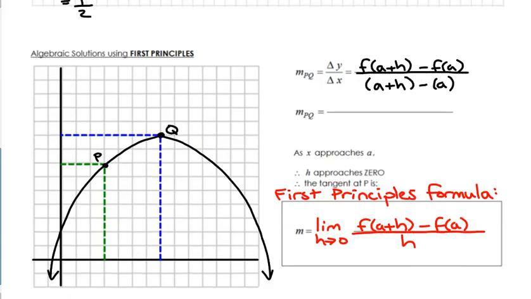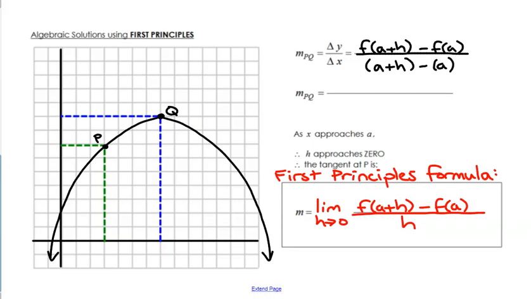Now that we kind of get it, let's build on first principles. First principles is basically the same thing. I have my a and my f at a for P, so that's going to be a, f at a. The only difference is now I'm going to say that a is going to move over a certain distance, and we'll just call that distance h. And so we'll call this x value a plus h.